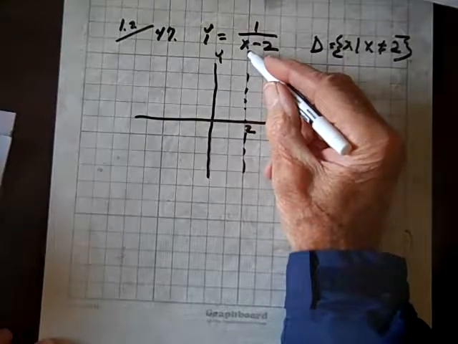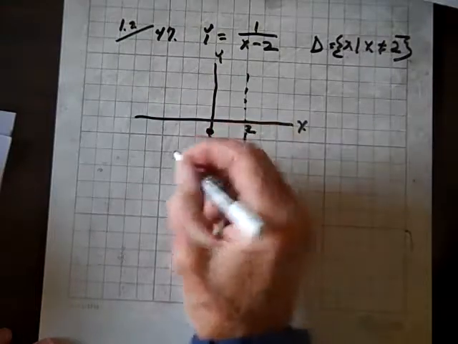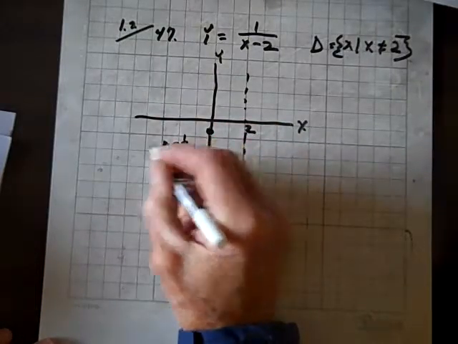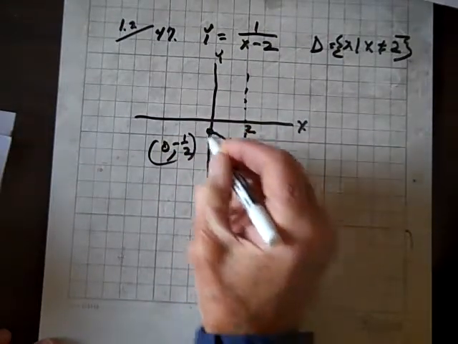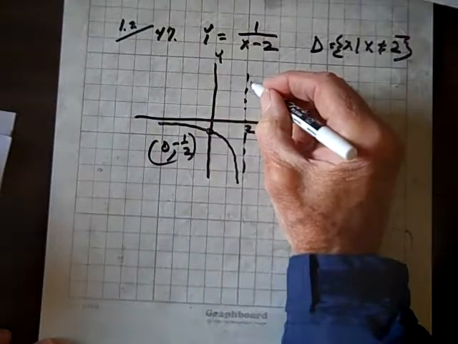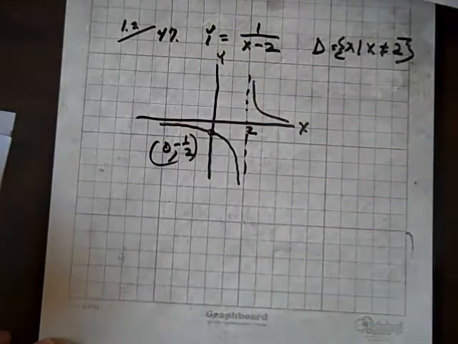And the y-intercept, if we let x be 0, is -1/2. So here we are at 0, -1/2. That's the y-intercept, so now we know this portion of the graph looks like that, so the other portion is going to look like that, and we're done.